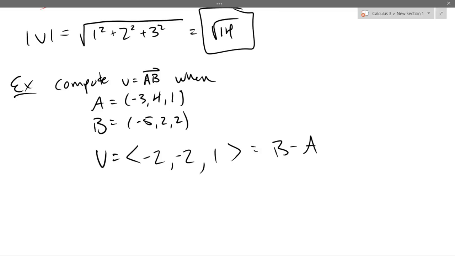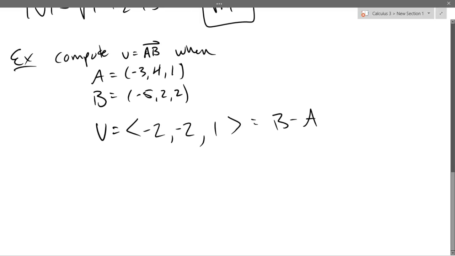Well, that's a Pythagorean triple or quad. 2 squared plus 2 squared plus 1 squared is 9. All right, questions on that? Should be, well, we're subtracting, so it would be negative 5 plus 3, or minus a negative 3.